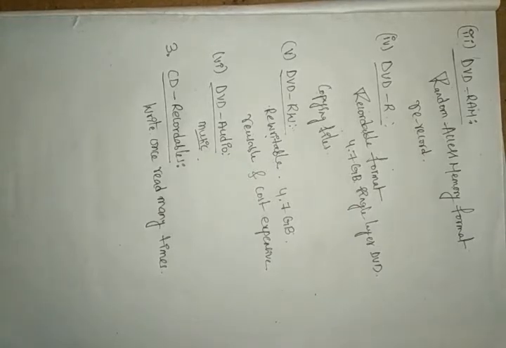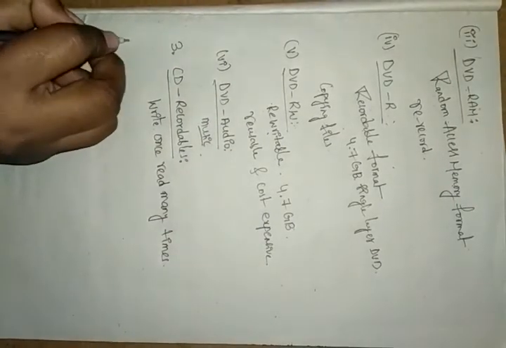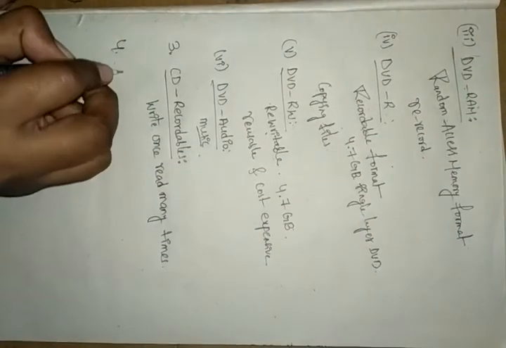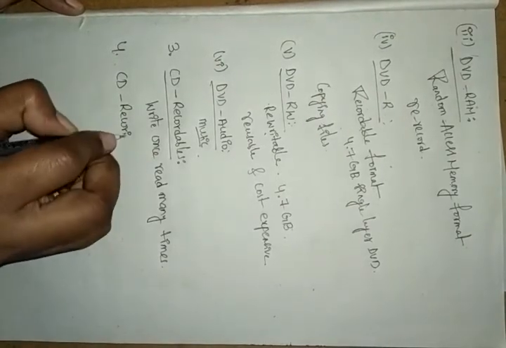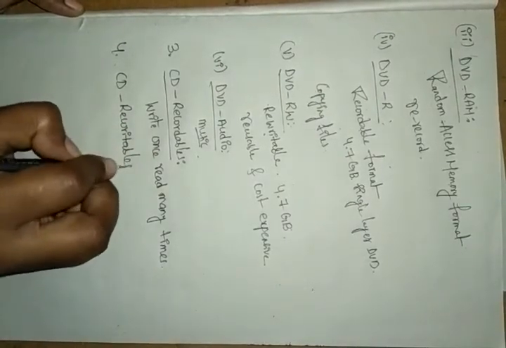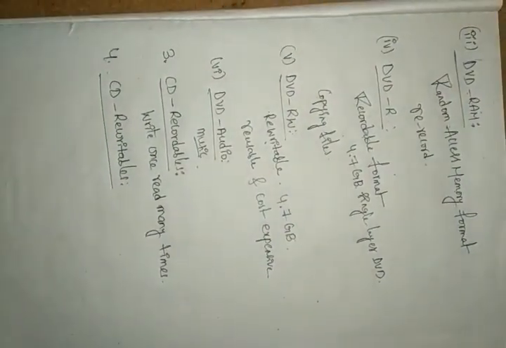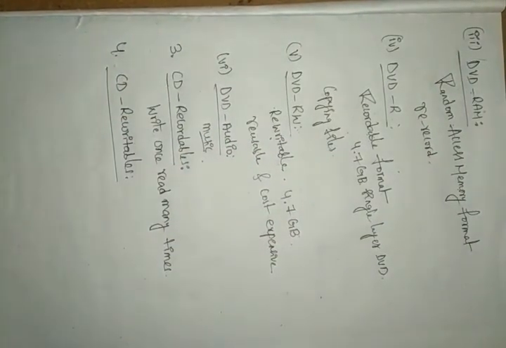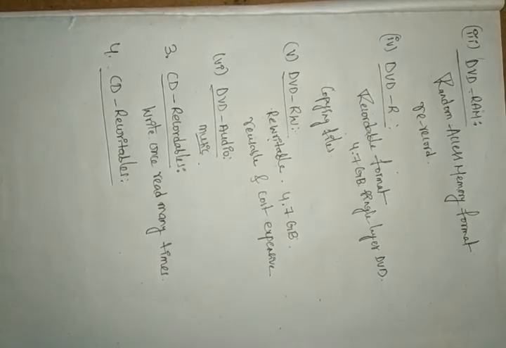Next we have another one, CD rewritables. So this was the recordables, and next we have the CD rewritables. We can call this CD-RW also. Already we have RW, but this is the CD rewritable performance. Already we have DVD, but this is working for the CDs.